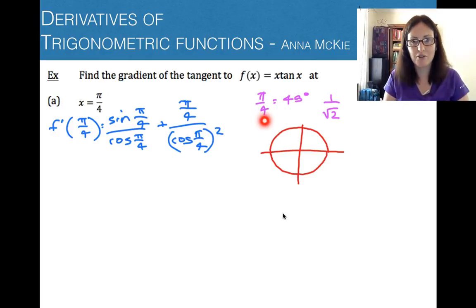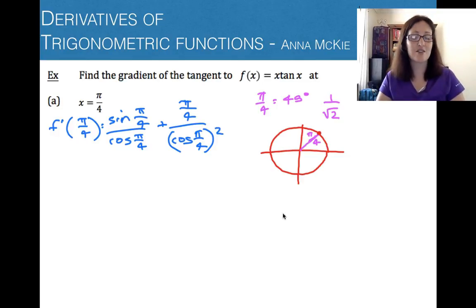Now, pi on 4. We're after one lot of that, so that's 45 degrees. Remember, here's 0 degrees, 90, 180. 45 degrees is going to be halfway in that quadrant, and that is pi on 4. So we are interested in that point there. What is its x and y coordinate? So we are after that.